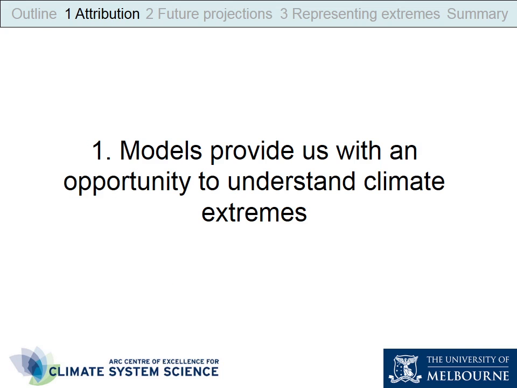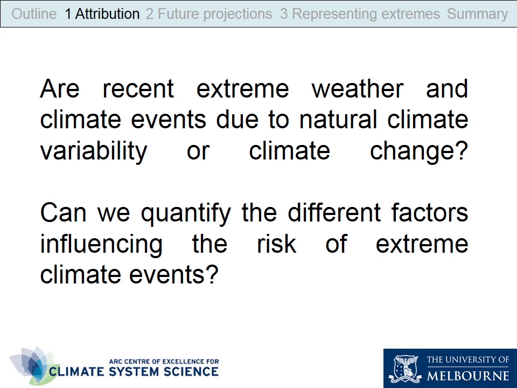So to begin with, I'm going to say that models provide us with an opportunity to understand climate extremes, and we're going to talk about, in particular, looking at examples of extreme climate event attribution. So yesterday David was talking about detection and attribution in terms of large-scale long-term changes, like the longer-term greenhouse warming signal that we see, but I'm going to be talking about attribution in regards to particular climatic events.